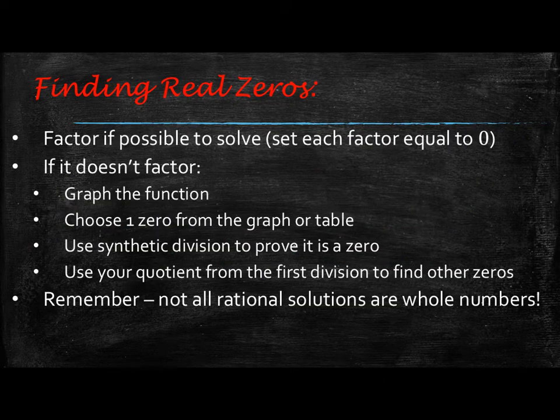Okay, so that was for just all rational zeros, but this is how you can find real zeros, which are real numbers. The first thing you want to do is try to factor if possible, and if you can factor, set those factors equal to 0 so that you can solve it. If it doesn't factor, the way we're going to do this in class is you need to graph the function on your graphing calculator. You're going to choose one zero that's either from the graph or a table and use synthetic division to prove it is a zero, and then use your quotient from the first division to find the other zeros. Remember, not all rational solutions are whole numbers.